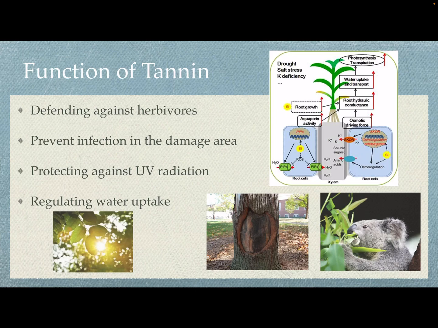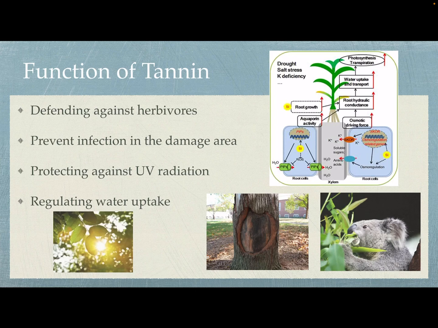Tannins also play a role in regulating water uptake in trees. They help to bind and stabilize proteins and other molecules in the cell walls, making them more resistant to change in water availability. This can help trees to cope with periods of drought and excess moisture.